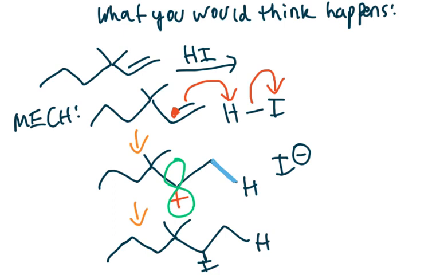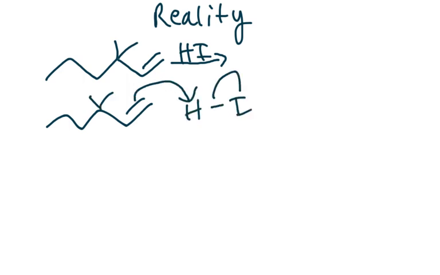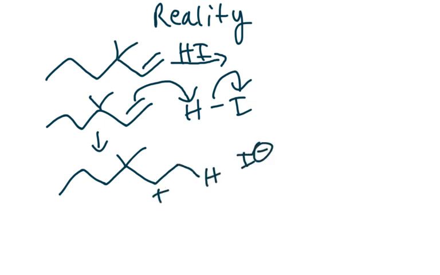So we would think this is the product, based on not focusing on any carbocation rearrangements, because this is what we would think happens. But now let's go into reality, and what actually happens is this. This double bond will attack this hydrogen, this bond will break, leading to the next intermediate, which is going to be like that, with an iodide anion.